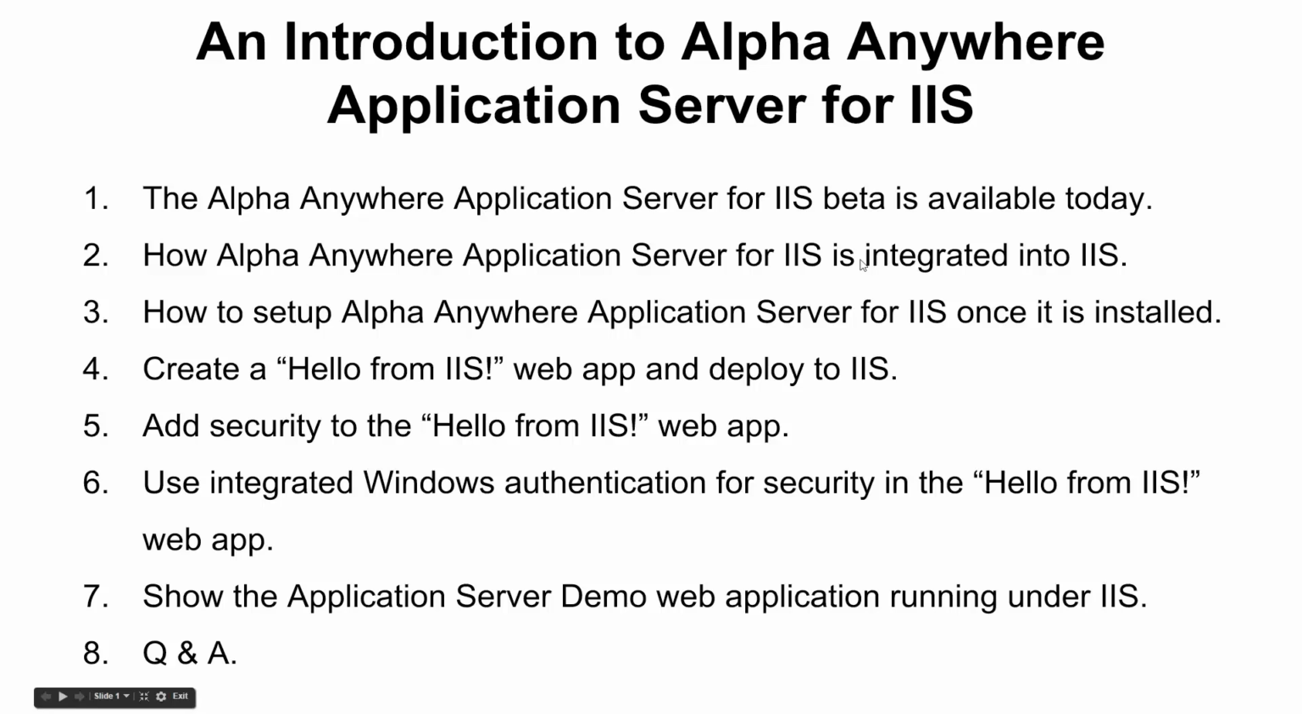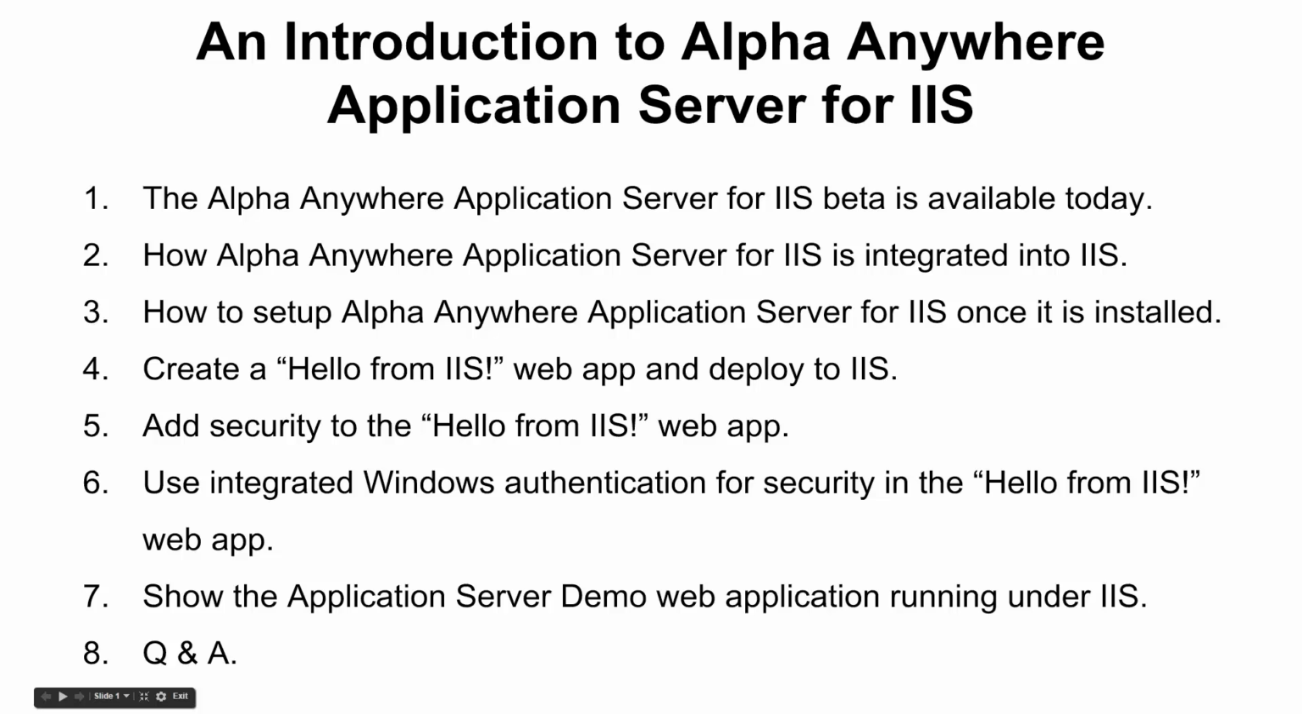Today, let's show you how Alpha Anywhere Application Server for IIS is integrated in IIS, how you can manage it from the IIS Manager, and you can see the rest of the bullet points here. We'll create one application with a couple of different modifications, and then I'll also show you an existing app that is published to run under IIS, and then I'll take your questions and answers.